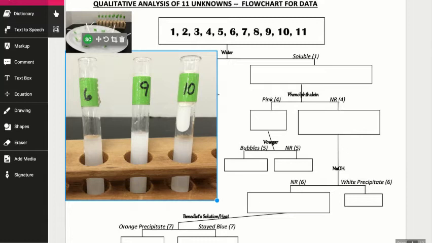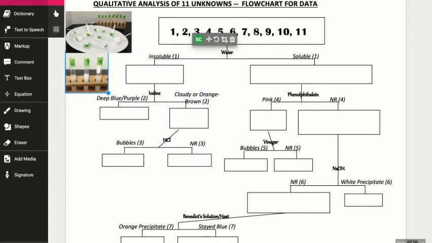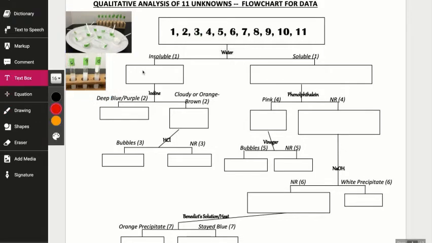Meanwhile, the other samples were soluble, meaning they did dissolve and they ended up with a clear solution. These guys are our insoluble samples. So 6, 9, and 10. We don't know what they are, but we do know that 6, 9, and 10 go in this box. 6, 9, and 10. Those are the 3 that are insoluble.